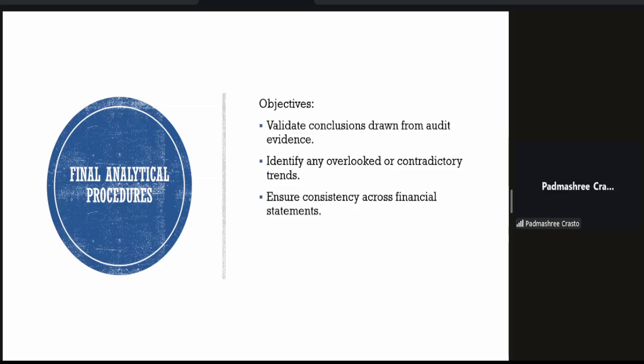Also ensuring consistency across the financial statements. That's something that is very important before signing, that we check whether we have consistency across the financial statements. Is there anything that is inconsistent as such? Then it also provides a final check before issuing the audit report. So that's actually very helpful, handy.